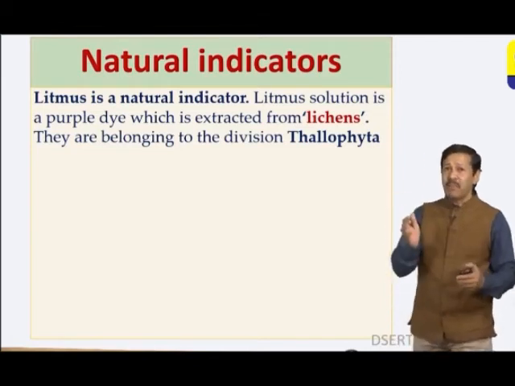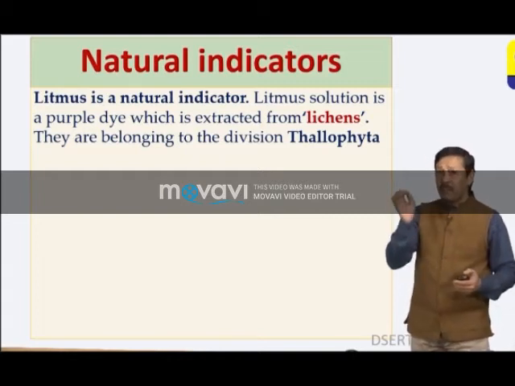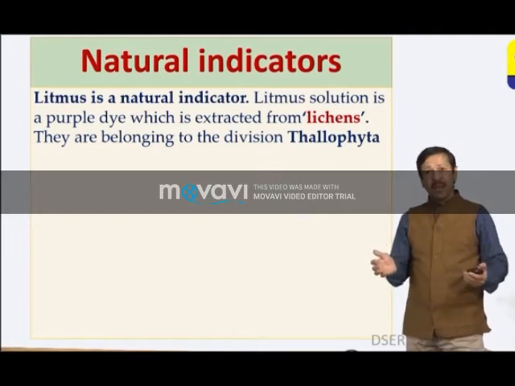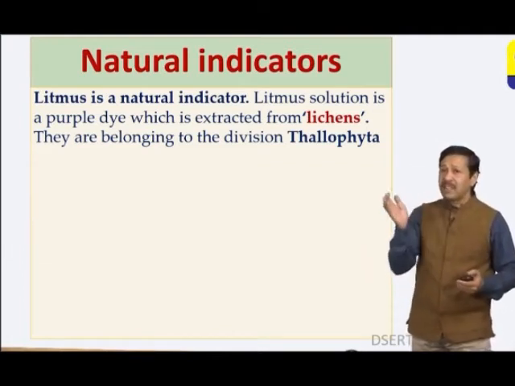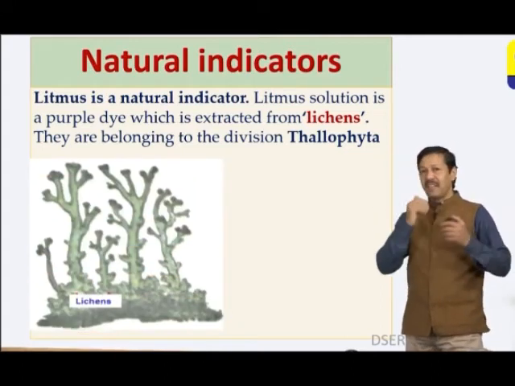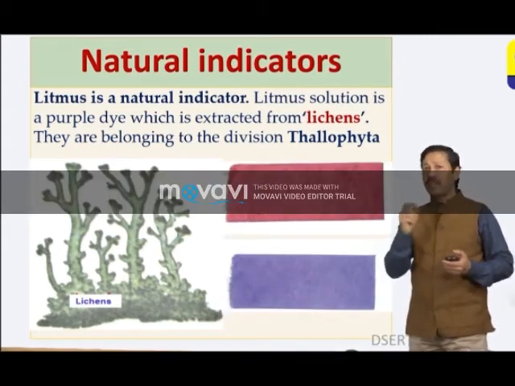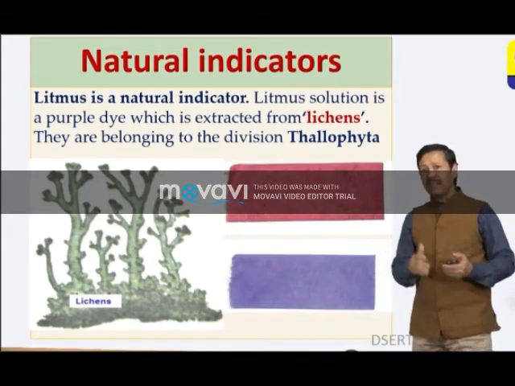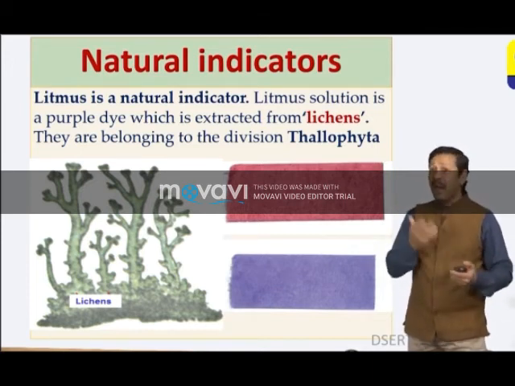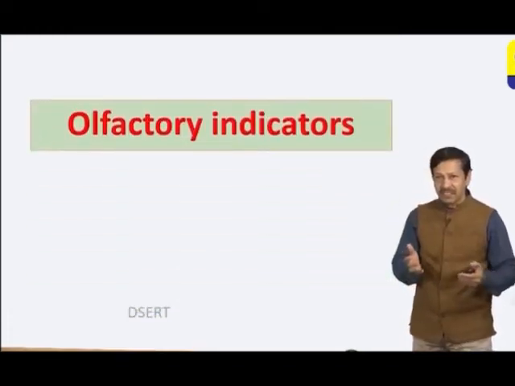Litmus is an example of a natural indicator. Litmus solution is a purple dye extracted from lichens. Lichens belong to a plant division called Thallophyta. You studied that in 9th standard. This is the lichen. You extract two different kinds of litmus paper from this lichen, one is red and one is blue. Already you played with these indicators. They are wonderful color changing things.